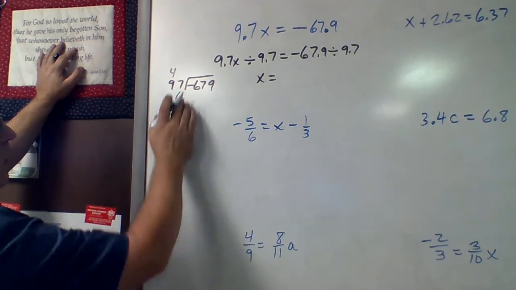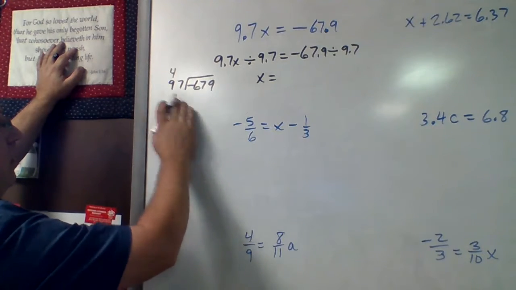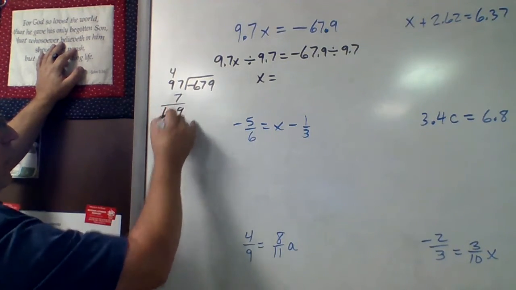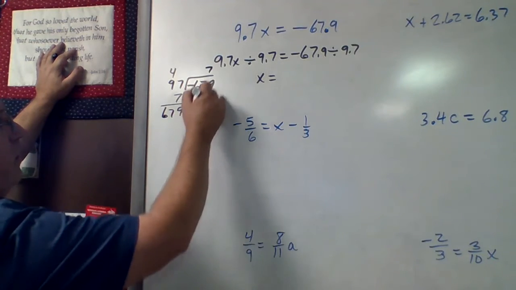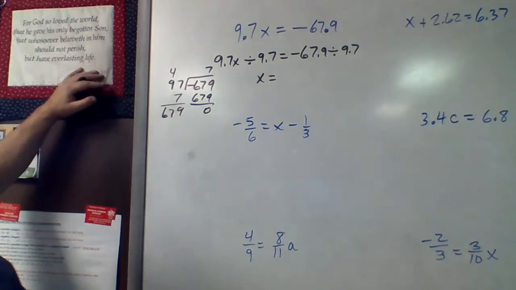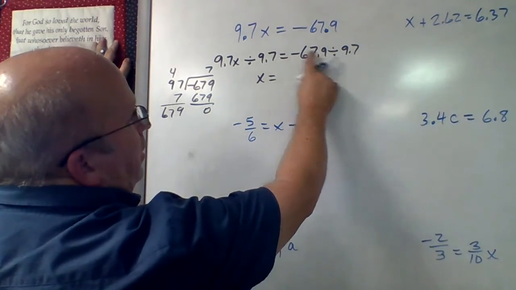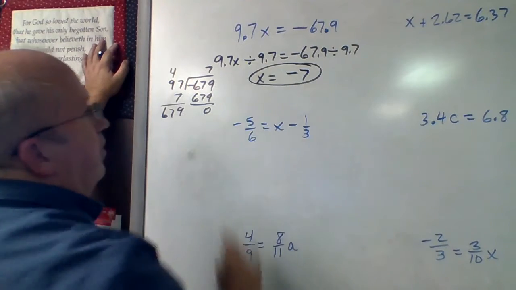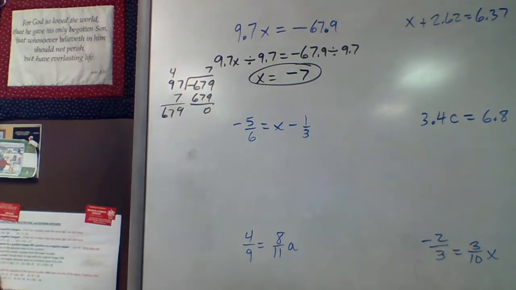That seems a little low. Let's try 7. 9, 4. Hey, it works out perfectly. The answer is 7. But is it positive 7 or negative 7? Well, a negative divided by a positive is a negative. So the answer to this is negative 7.